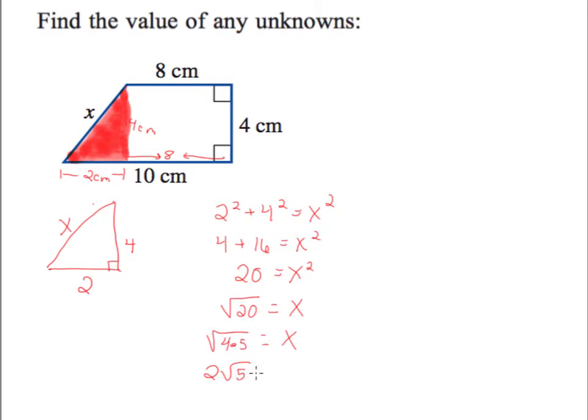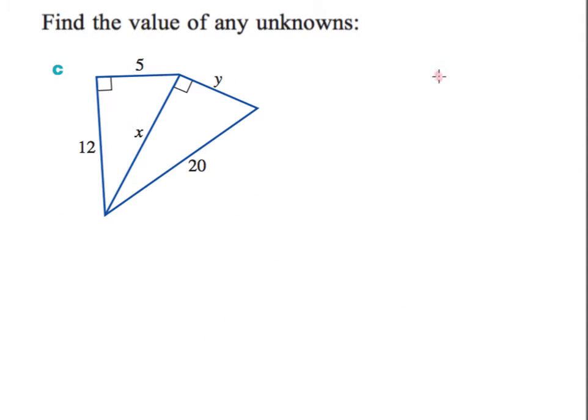I figured out that x must be equal to 2 square root of 5 centimeters. For example C, I have two right triangles here. So I'm going to look at this first red right triangle. The reason I chose to work with this one first is it only has one missing side, which is the hypotenuse, x.